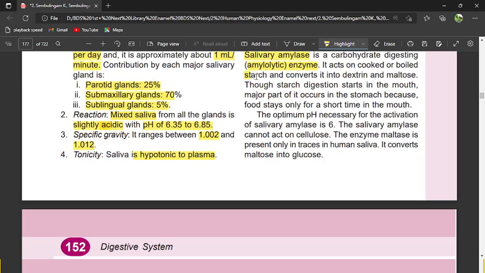What does it convert starch into? It converts starch into dextrin and maltose. Starch digestion starts in the mouth only. So if you take some starch, rice or all that, digestion may start in your mouth only. The major part occurs in the stomach. But food stays for a short time in the mouth, because food stays only a short time in the mouth.